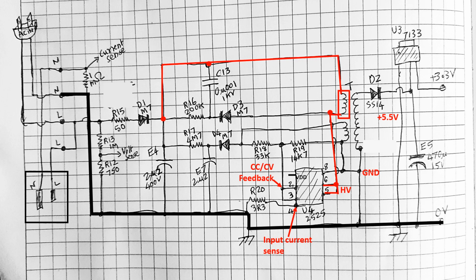I've just labeled what the pins mean. The ground is pin 8, the high voltage from the diode ends up at pins 6 and 5 of the 2525 chip. There's an input current sense at pin 4. Pins 2 and 3 are some constant current, constant voltage feedback, which I think is built around R18, R19. I wasn't too sure about the voltage for the chip, the VDD, so I've left that blank. I think I'll figure it out later.